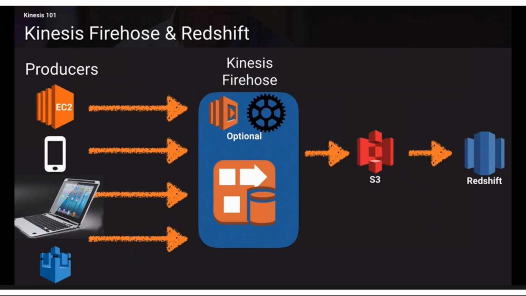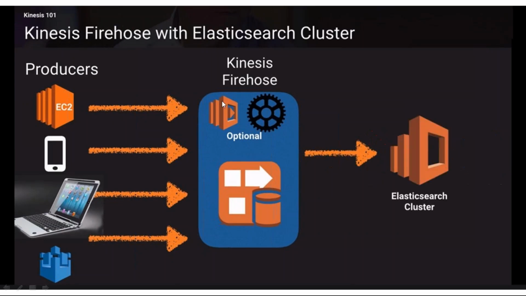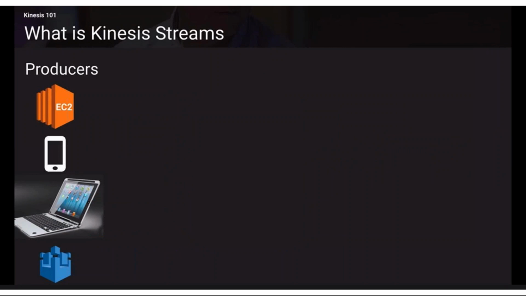So with the Firehose, we can send the data directly to S3, Redshift, or Elasticsearch clusters. I don't have to process the data, and if it is required to process, I can still integrate it with AWS Lambda behind the scenes. And finally, we have the Kinesis Analytics.